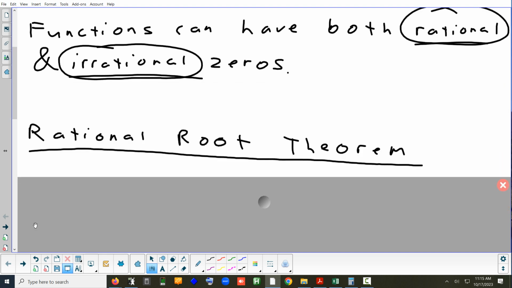So how do you figure out if a graph crosses the x-axis at a place that's a fraction? You use this theorem. What this theorem does is it generates a list. It doesn't give you an exact answer. It gives you a list of possible options of where the graph could cross the x-axis. It's still up to you to check that list, but at least it gives you a starting point to work with, and then we can go from there.